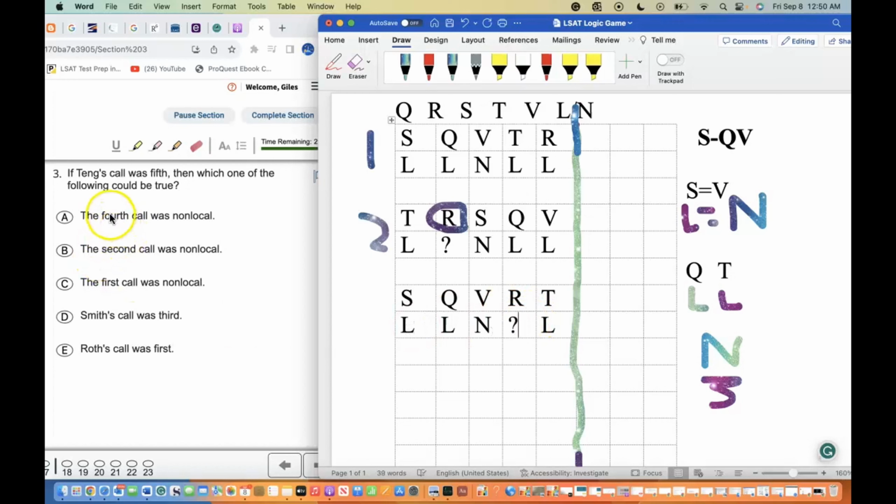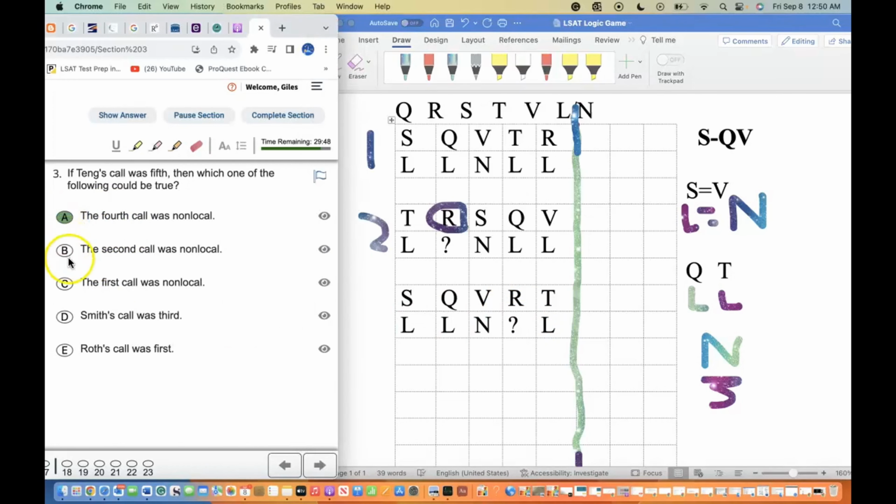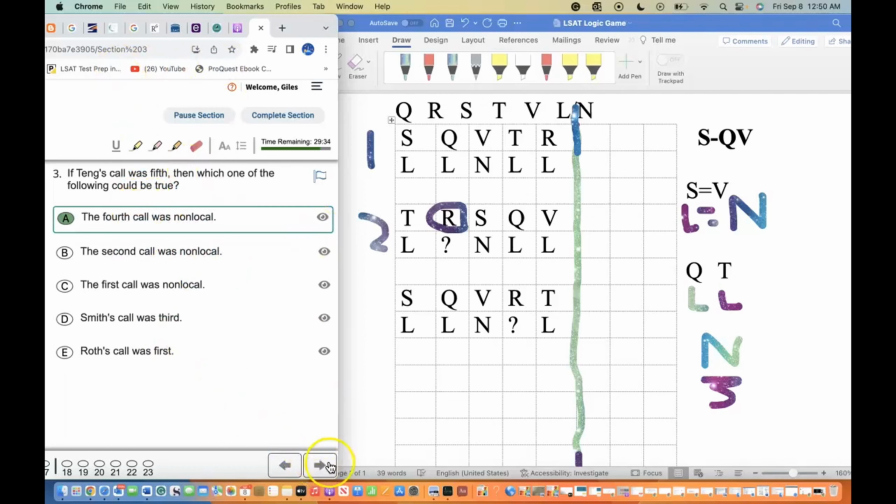Which of the following could be true? The fourth call was non-local. We're not too sure about that. The second call was non-local. That's not true. The first call was non-local. That's not true. Smith was the third call. That's not true. Ross was the first call. That could be true. It's just the first one that we're not too sure about. So let's submit that answer, and we got it correct.